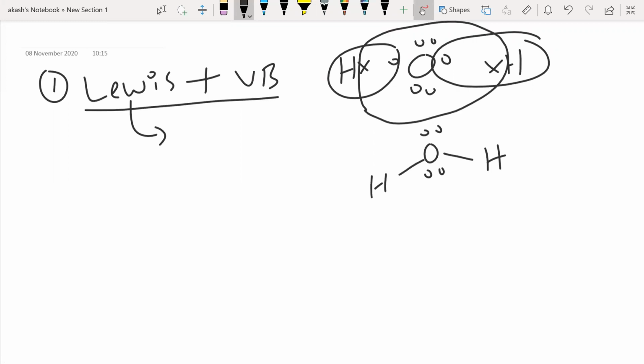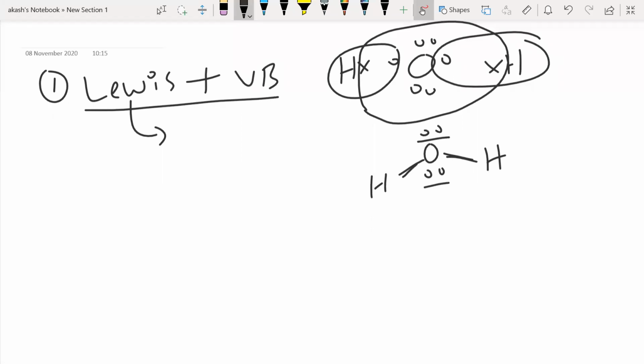A lot of times questions can come asking to find the number of bond pairs and lone pairs in the structure. Obviously, we understand that there are 2 bond pairs and 2 lone pairs in this molecule. So questions can come like this also. Anyway, coming back to Lewis theory, this is how you draw the Lewis dot structure.